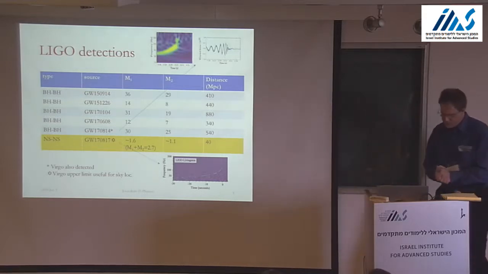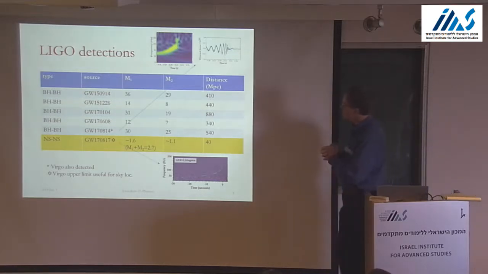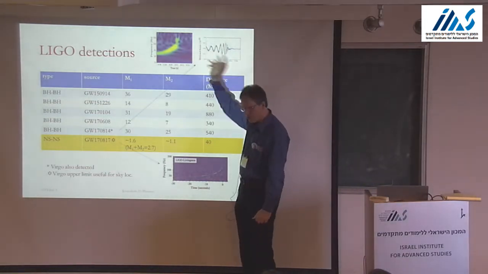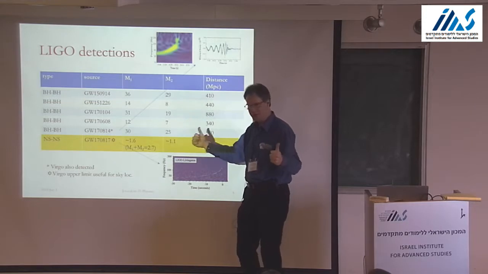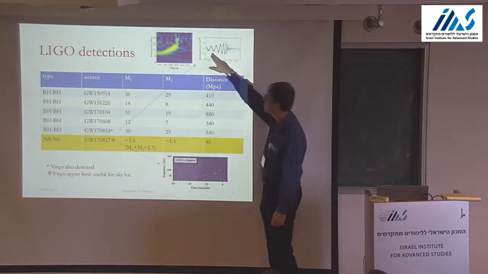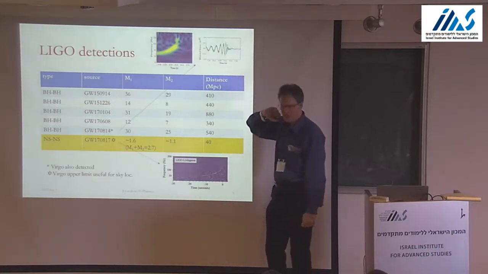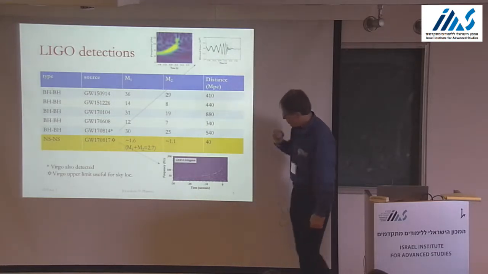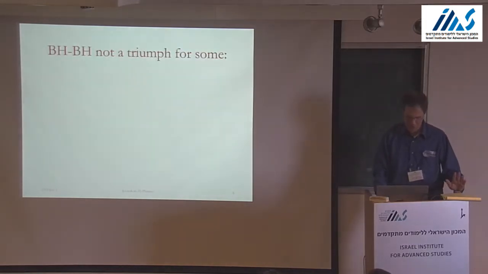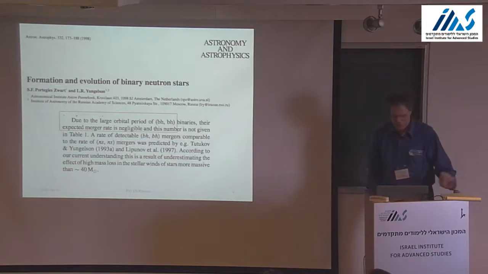Okay, in keeping with the confusion, the operation of LIGO was a triumph for theorists, saying that gravitational waves exist, black holes exist. It was a triumph for numerical relativity, predicting the waveforms before LIGO saw them. But for some people, I have to say the double black holes were not a triumph of predictive astrophysics.